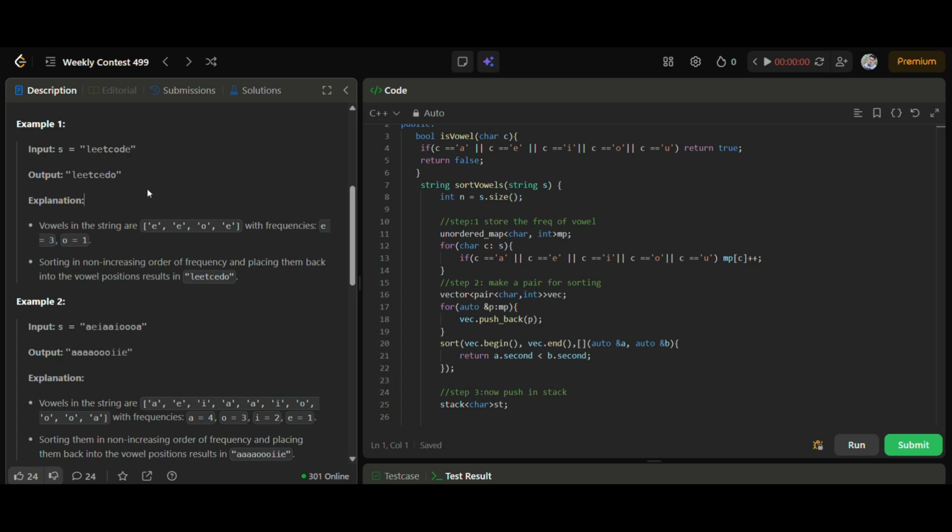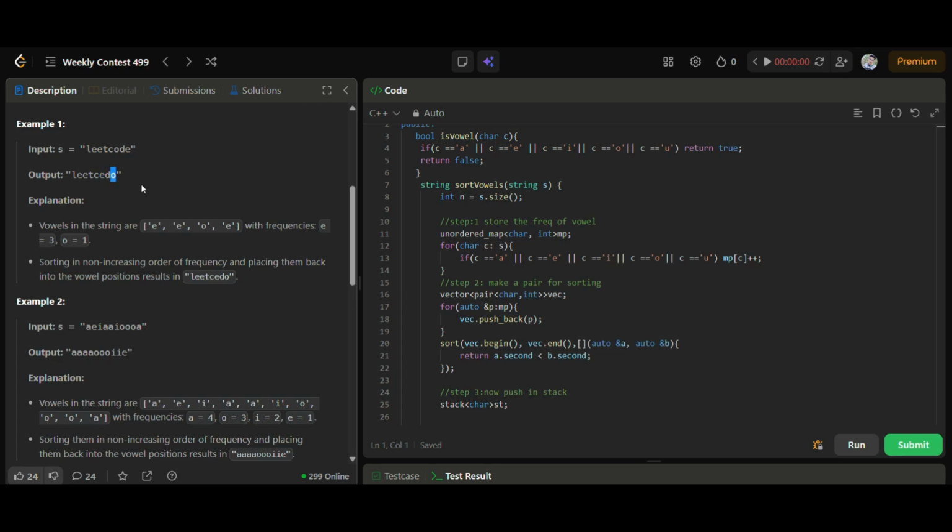LeetCode. Okay, so in LeetCode, my vowel E occurs three times and O occurs one time. Never change the consonant positions. So you write double E, and the consonants stay the same. But when another vowel comes, you see that my E occurs before O. So again E comes, and lastly when the other vowel comes, O comes.